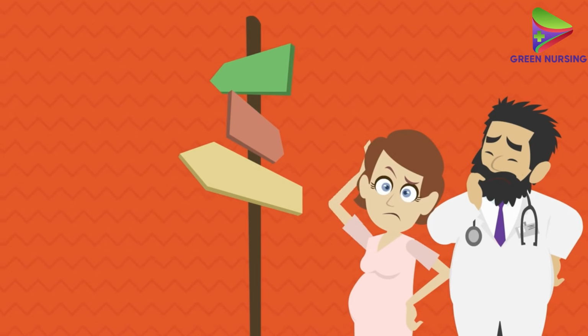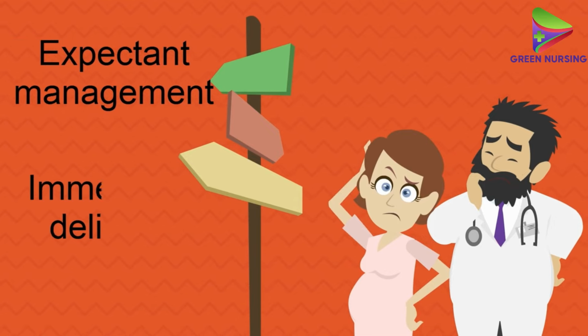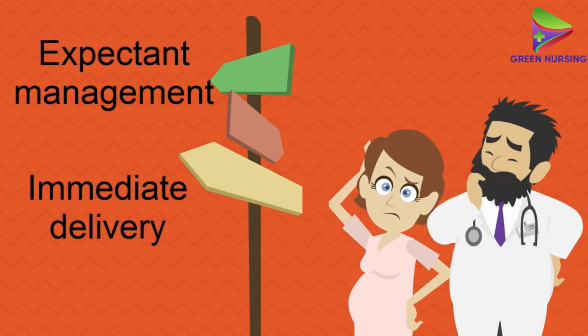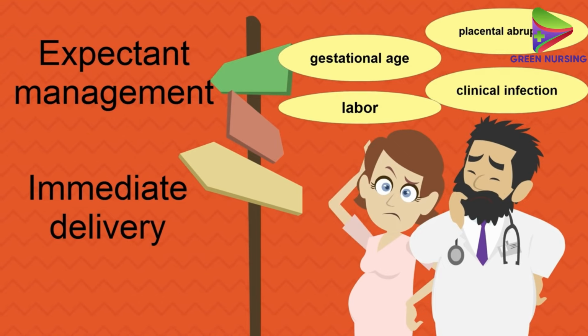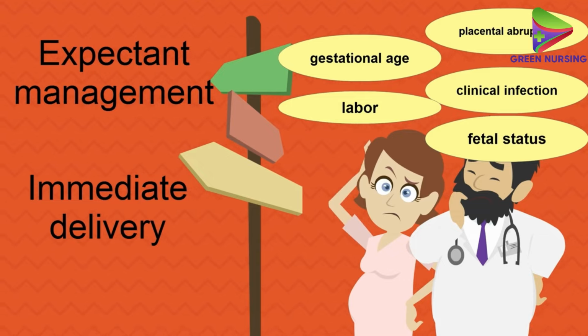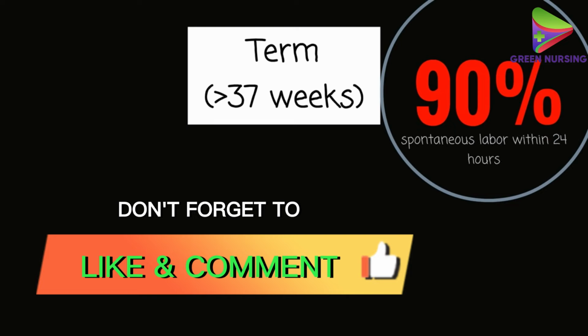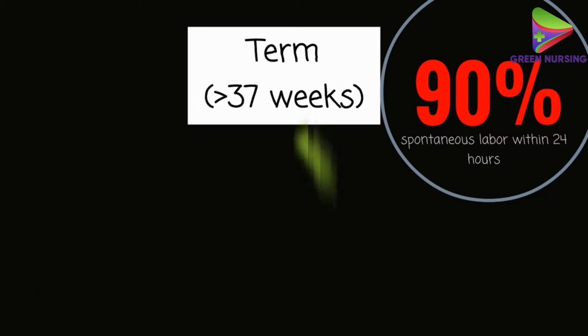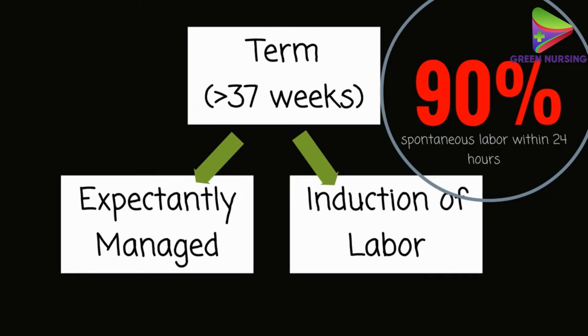Once we have confirmed that rupture of membranes has occurred, then we need to move on to management. How do we decide on expectant management versus immediate delivery? The patient's gestational age, presence of clinical infection, placental abruption, labor, and fetal status all have to be taken into account. If the patient is term, greater than 37 weeks, approximately 90% of patients will go into spontaneous labor within 24 hours. Labor should be induced either at the time of presentation or the patient can be expectantly managed.